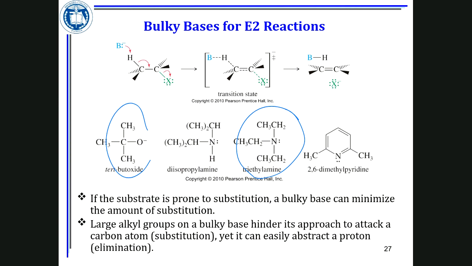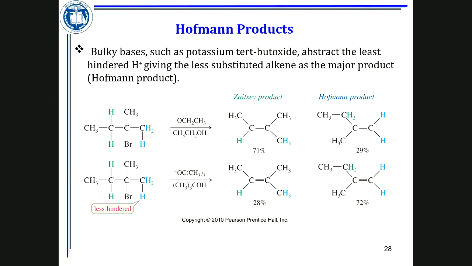So it can take the elimination. It can do elimination, but not the substitutions. For the bulky base, when you use a bulky base, it's going to look for the easiest approach. So for easiest approach, what does it mean, easiest approach for bulky base? It means that it is looking for hydrogen that is least substituted.